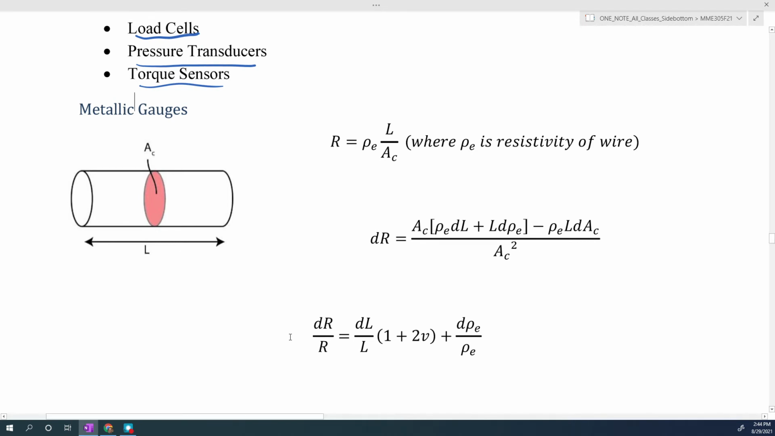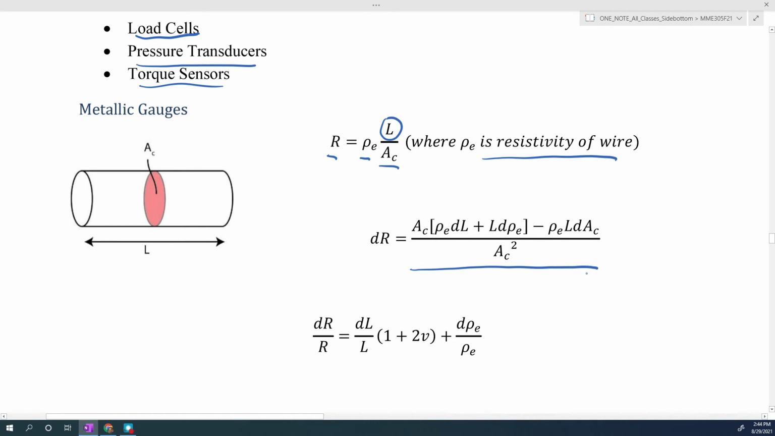So we know that the resistance within a wire is proportional to the resistivity of the wire material, and the length of the wire and the cross-sectional area. So we can say that the change in resistance of that wire, we can write in terms of these terms here. We can rewrite this in terms of the original resistance and the Poisson's ratio.